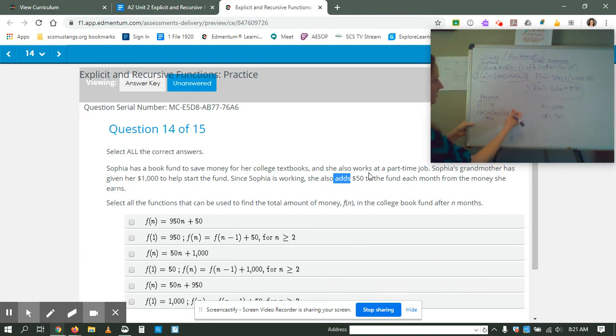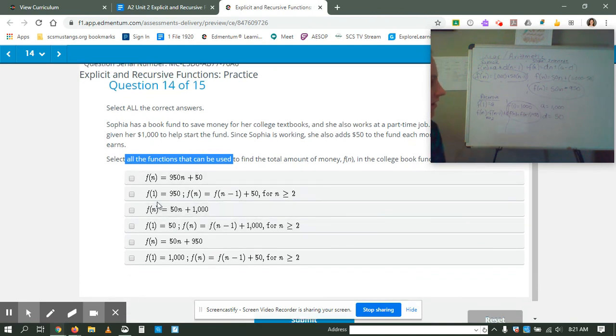And then if I plug it in here, I've got f of 1 is equal to 1,000. And then f of n is equal to f of n minus 1 plus 50. So these are my 3 options that I'm going to be looking for one way or another in the information that they give us. So for the very first one, they've got 950n plus 50. And if I look, I've got the equation right there, but they've switched these two. So we're looking for selecting all of the correct ones that can be used. So this is wrong, so I'm not going to check that one.